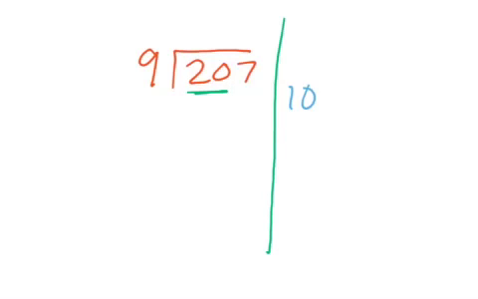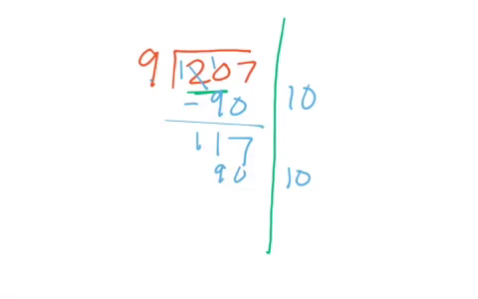9 times 10 gives me 90. Okay, I'm going to subtract, and I bring that 7 down. I borrow, and I'm left with 1 there and 1 here. Now, I can use 90 again because it's less than 117. So again, I'm going to multiply 9 times 10, and I'm going to get 90, and I'm going to subtract. 11 minus 9 is 2, and I'm left with 27. Now, I can't do 9 times 10 anymore. That's 90. That's too much.